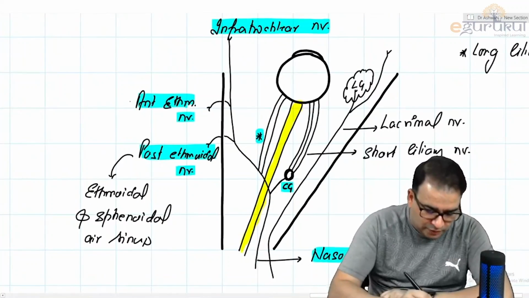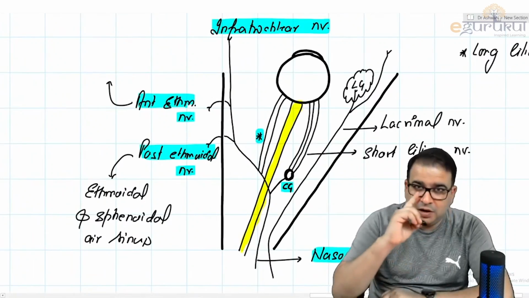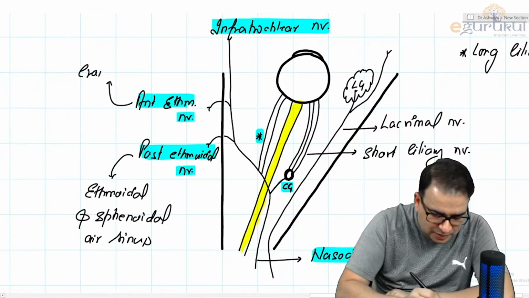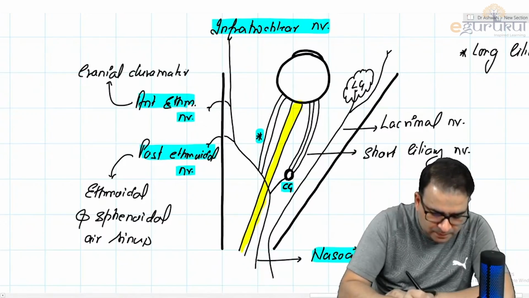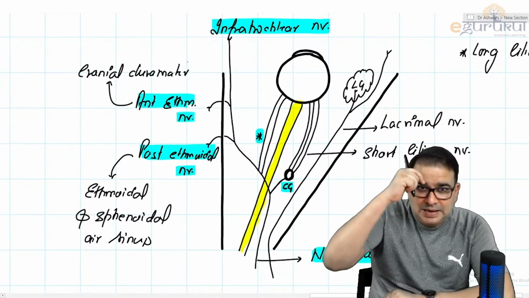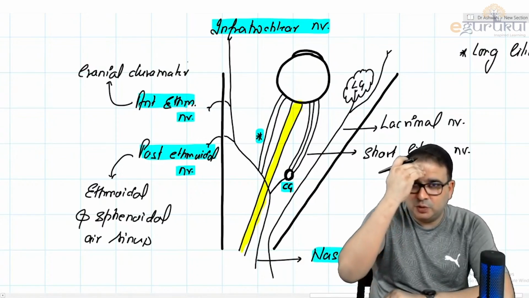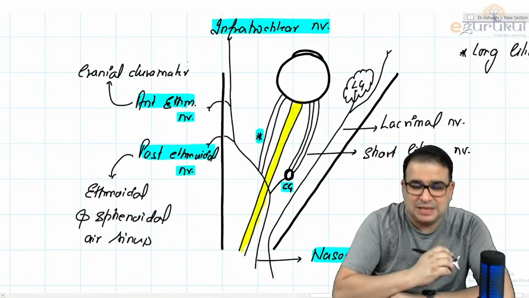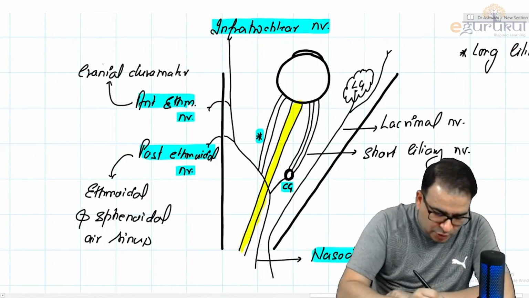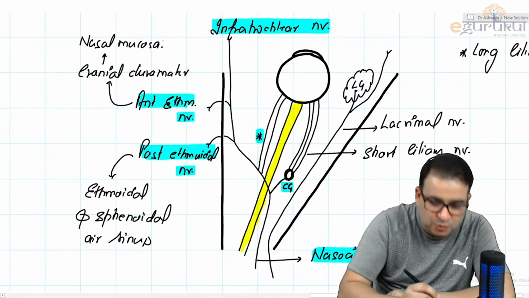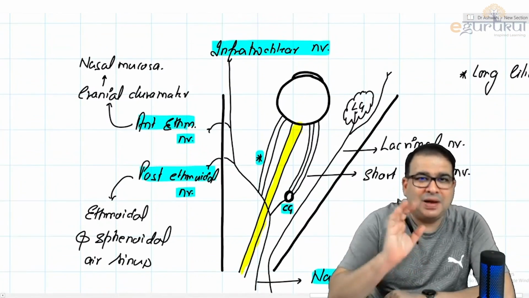If a nerve goes into the cranial cavity, what will it supply there? It will supply the cranial dura mater. And then this anterior ethmoidal nerve, after supplying the dura mater in the anterior cranial fossa, will come down into the nasal cavity. So it will supply the nasal mucosa. And the story does not end there.